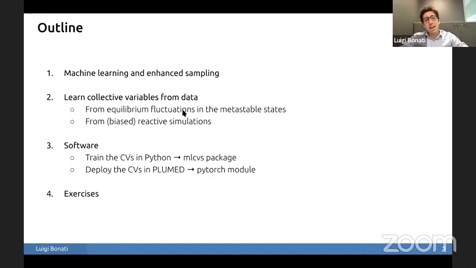So how we can train these CVs, we will use the PyTorch machine learning library, and how we can deploy them in PLUMED, by using the recently added PyTorch module in PLUMED. And finally, I will give a few words about the exercises, how to run them.